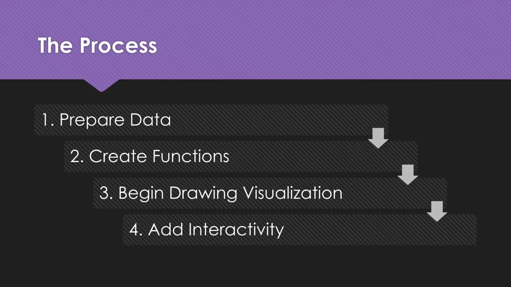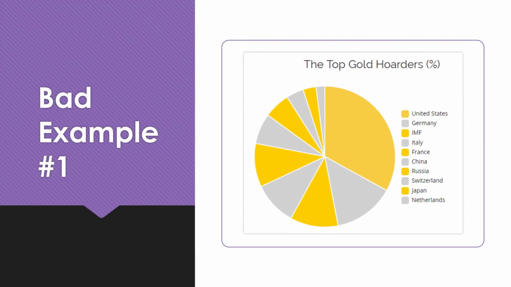Before I finish this lecture, let's explore some examples of good and bad visualizations. Let's start with some bad ones. This first example is pretty straightforward. It's a pie chart that shows you how much gold is distributed among countries. As you can tell, it doesn't provide much information visually, which just makes it terrible.